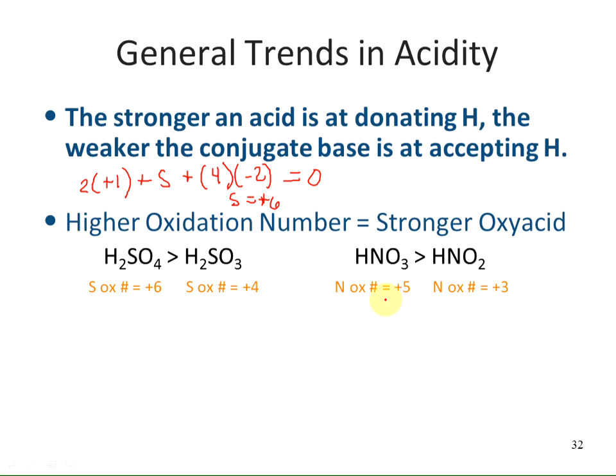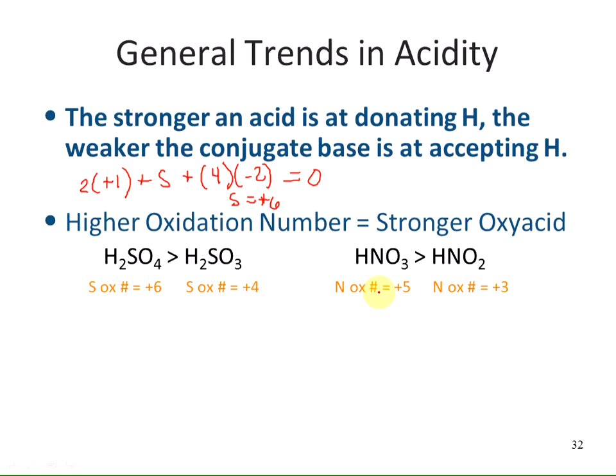acid, the nitrogen has an oxidation state of +5, and the nitrogen in the nitrous acid has an oxidation state of +3. So the higher the oxidation state of that central atom, the stronger the oxyacid is. So you can think of the difference in electronegativity too. That central atom is pulling electron density.